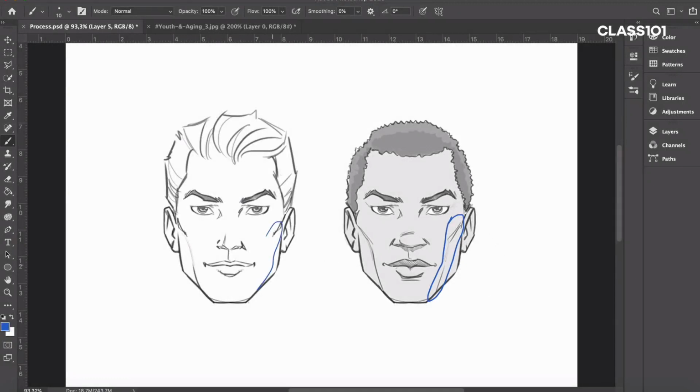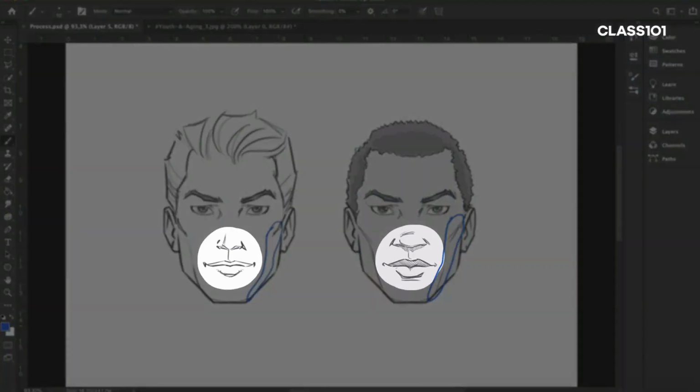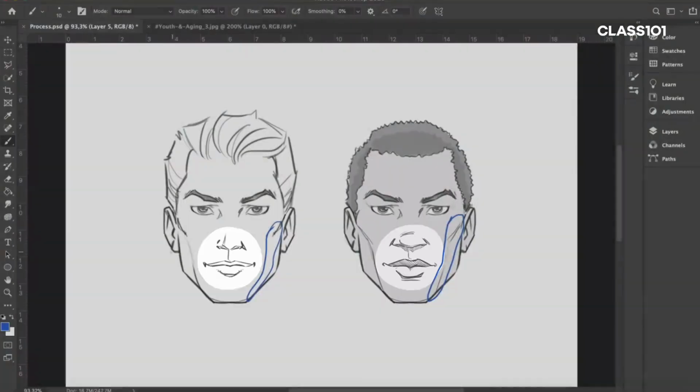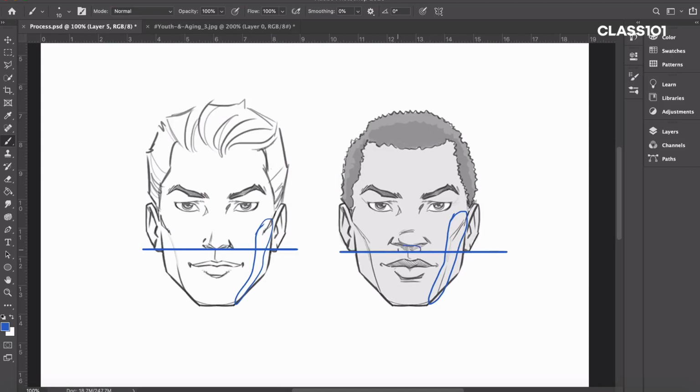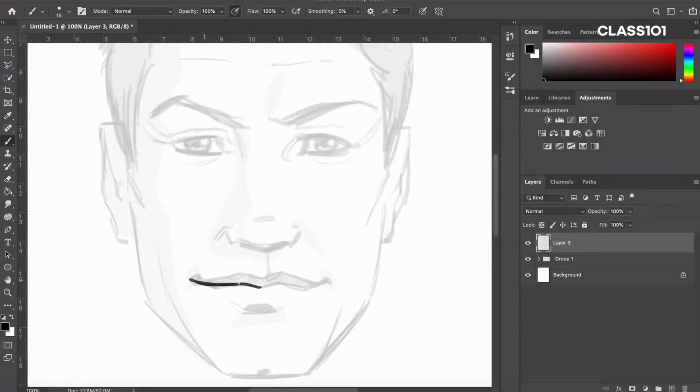Notice that I defined better this line that goes from the cheekbone to the chin on the second character. I also drew different noses and mouths for both of them. Another thing that I did on the second character was to lift up his nose area. Notice the gap between the bottom of the nose and the guideline. You can push the proportions away from what we saw here, such as exaggerating the size of the facial features and tweak the space between them, as long as you know what you're doing.